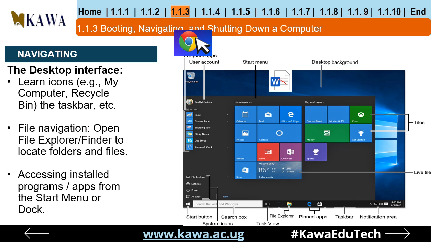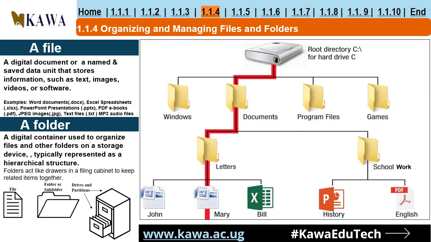You can also go to file navigation. That's when you open a file or Explorer, and you'll find your folders and your files there. Then for accessing installed programs like apps, you may have to go to the start menu, and some programs may just have icons now, like for the internet, just click there and you can reach your work.